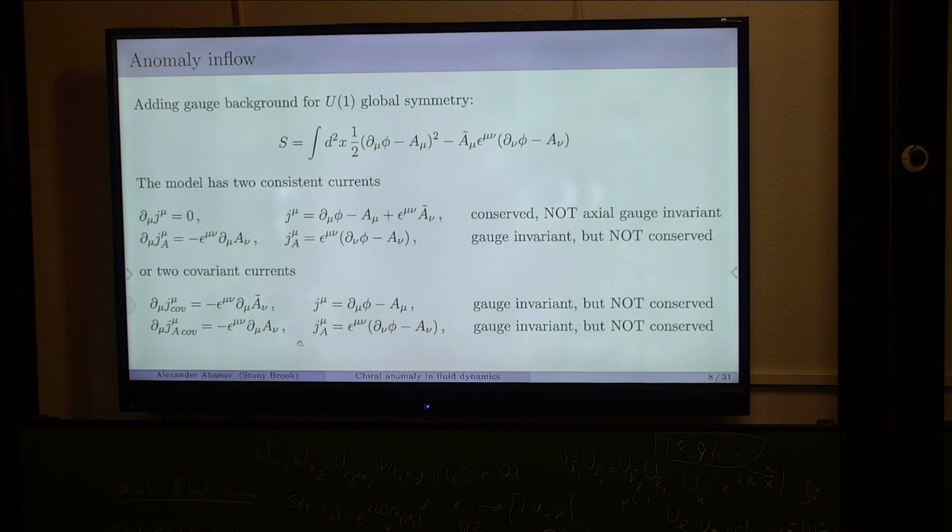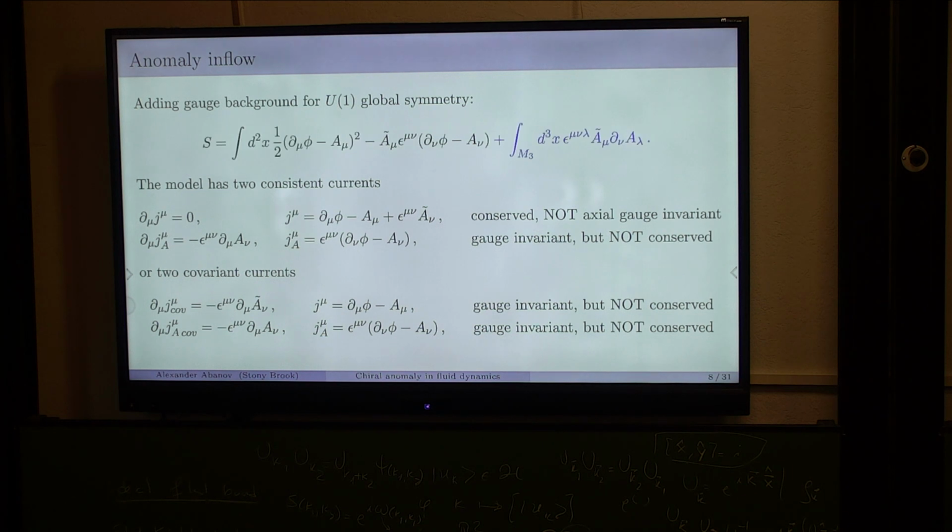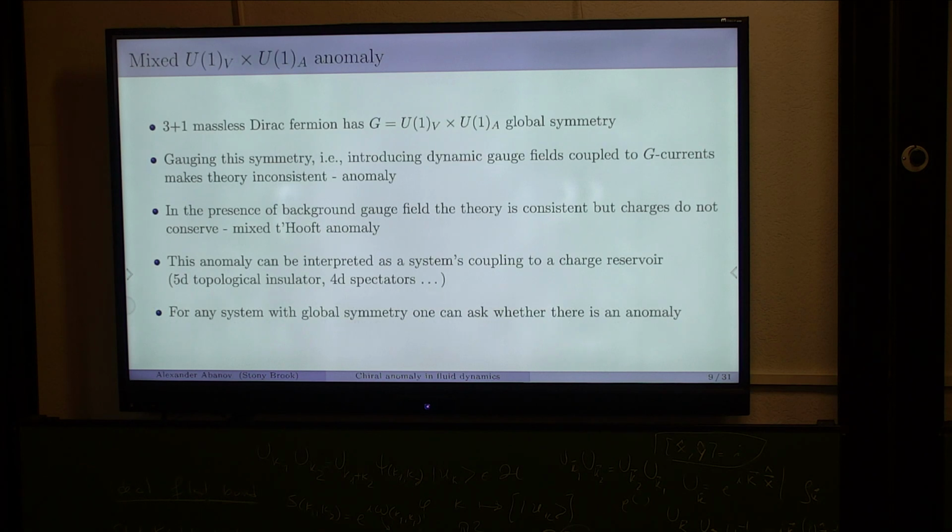So you can shuffle these currents. And one known way to make the theory gauge invariant in all possible ways is to couple it to a three-dimensional bulk, so that this is a boundary theory, and then this additional term will make sure that everything is fully gauge invariant and conserved. But sorry, conserved, but the two-dimensional part of the currents is not conserved. Okay, so that was the story in 1+1.